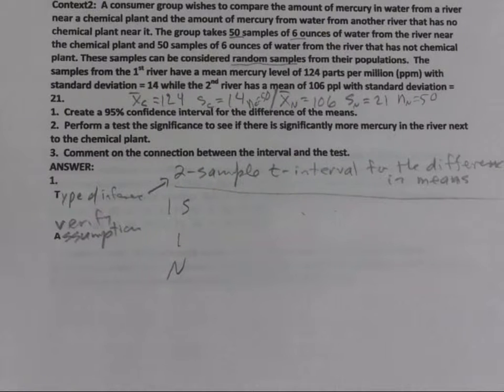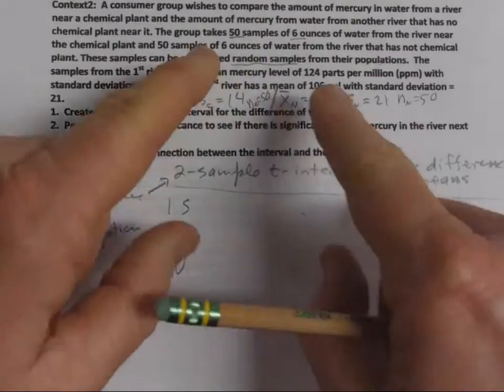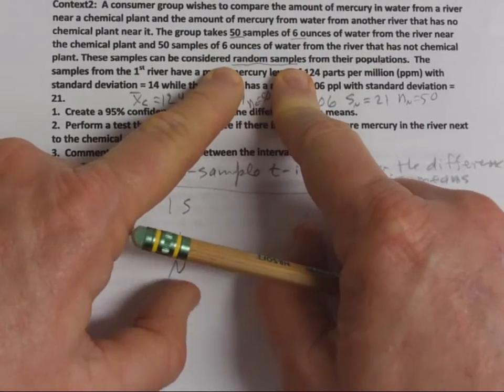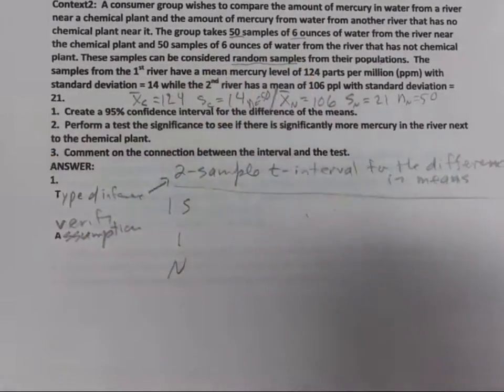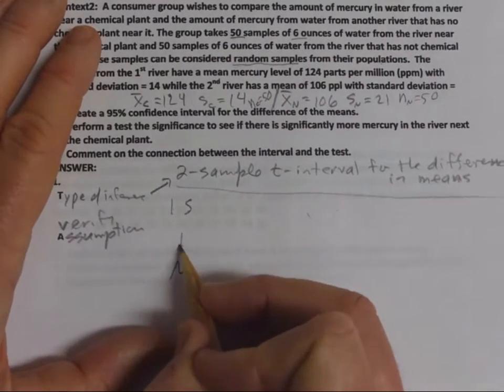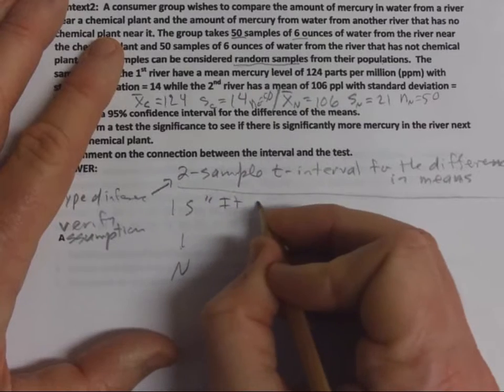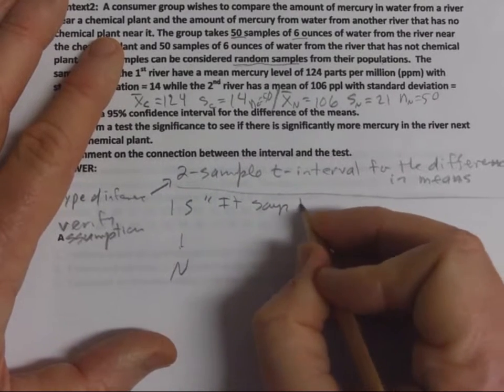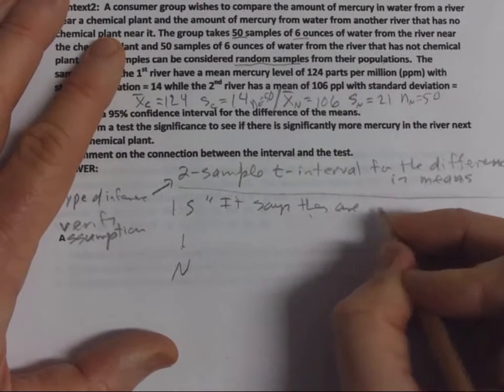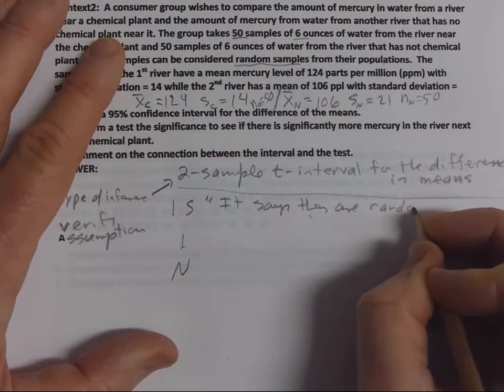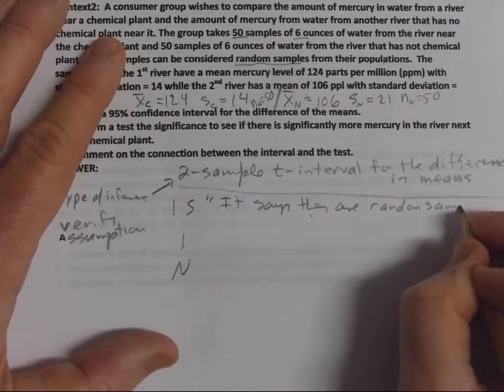And we'll do examples of that later in the chapter. But anyway, there's no matched pair design. They aren't influencing each other in any way. The vast majority of the time, you can just say it says random samples were taken, so thus independent random conditions met. But you have to include that word independence here. So you would say it says they are random samples. They're considered to be random samples.